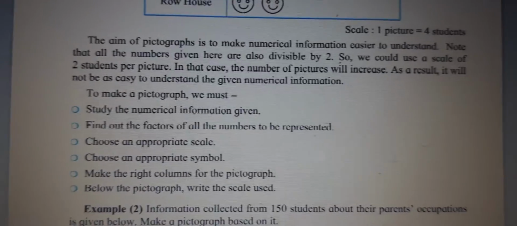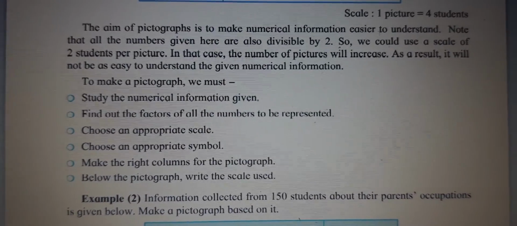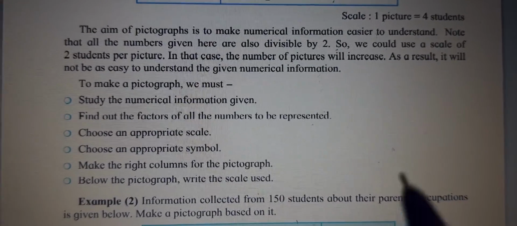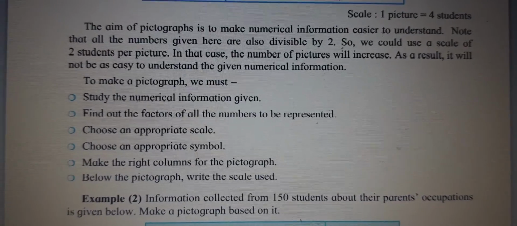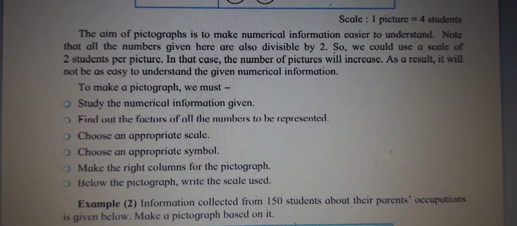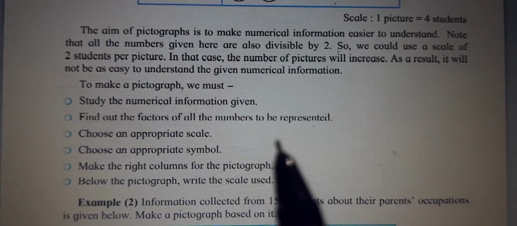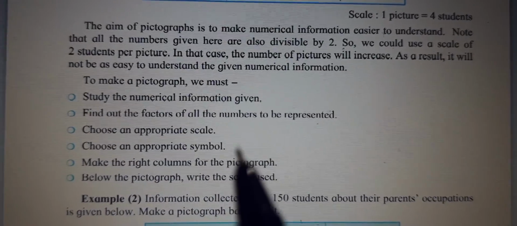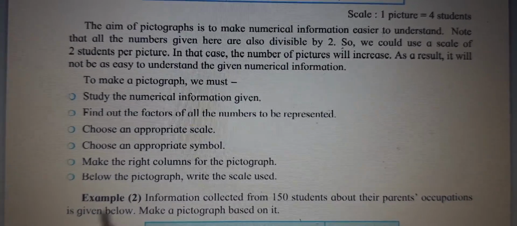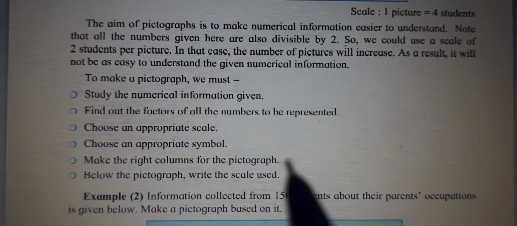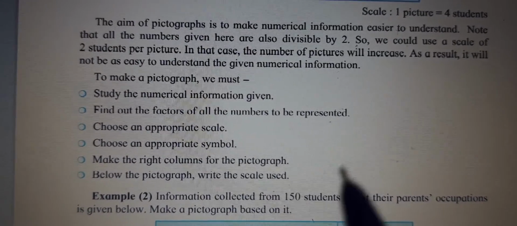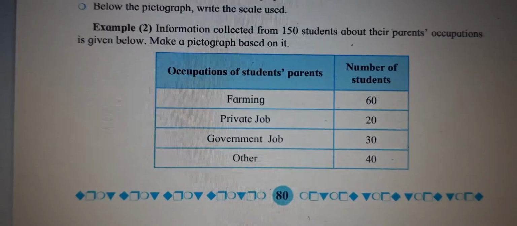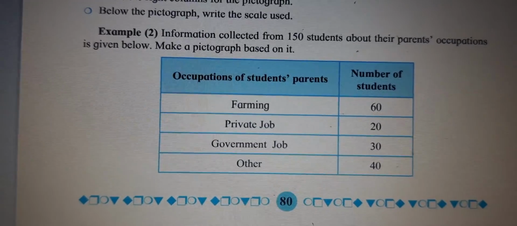So remember, to make a pictograph, we must first study the numerical information given. Find out the factors of all the numbers to be represented, children. That's why you had the multiples and factors chapter. Choose an appropriate scale. You will decide 1 picture, how many students I'll show. Choose an appropriate symbol, like the smiley we selected. Make the right columns for the pictograph table. Below the pictograph, write the scale used. You have marks for the scale, children, so don't miss out on that. This is example 2. Now we will continue with our exercise.